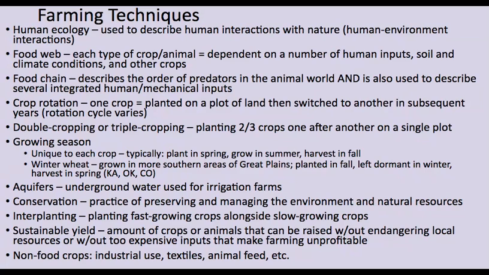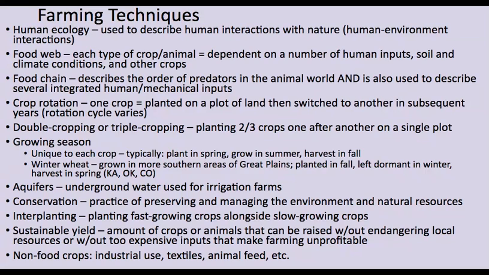One example of that is winter wheat, which is grown in more of the southern areas of the Great Plains where it doesn't get quite so cold. You plant in the fall, leave it dormant in the winter, and then you harvest in the spring. So those people who live in places like Kansas, Oklahoma and Colorado could be harvesting wheat all year round. Again, there are just different types of wheat, or varietals, there. Aquifer: an aquifer is an underground water source used for irrigation. Conservation: again, trying to preserve and manage the environment and your resources.